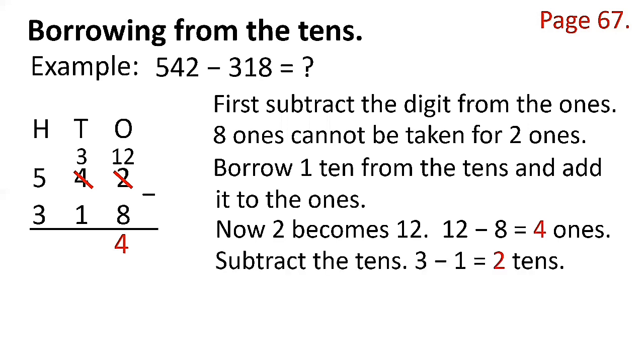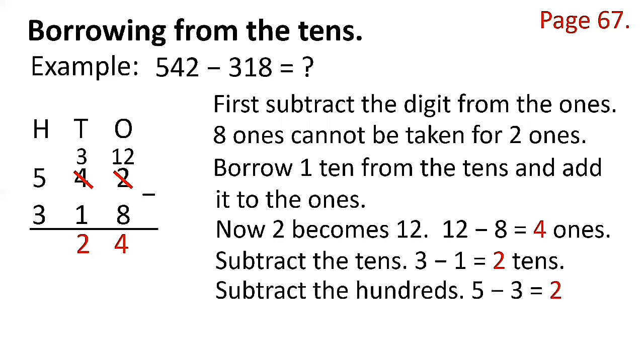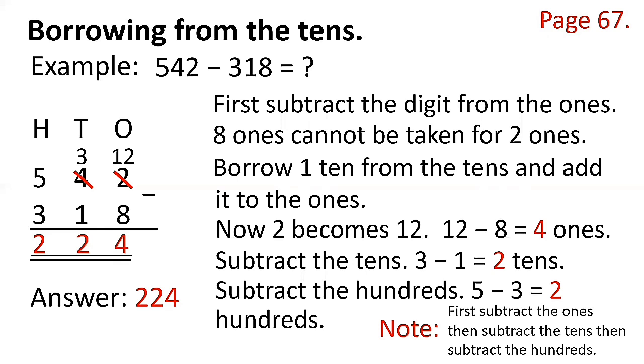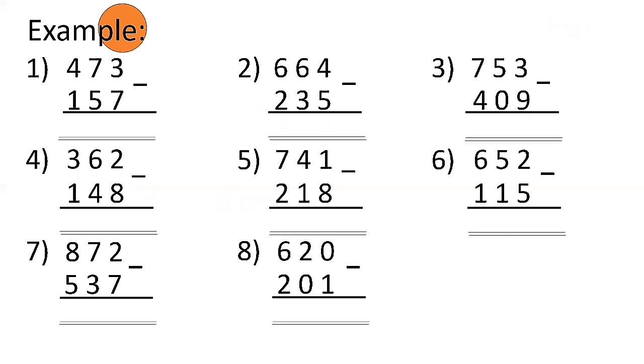Subtract the tens. 3 minus 1 is equal to 2 tens. Subtract the hundreds. 5 minus 3 is equal to 2 hundreds. So our answer is 224. Note, first subtract the ones, then subtract the tens, then subtract the hundreds. Good job.